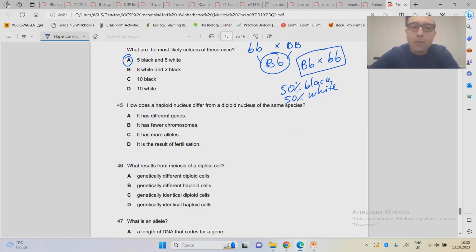How does a haploid nucleus differ from a diploid nucleus of the same species, guys? Guys, we know that a haploid nucleus means that there is one set of chromosomes. Diploid nucleus means that there are two sets of chromosomes. So the better answer is B, guys. It has fewer chromosomes. Like in human, haploid is 23, diploid is 46. As you see, it's fewer.